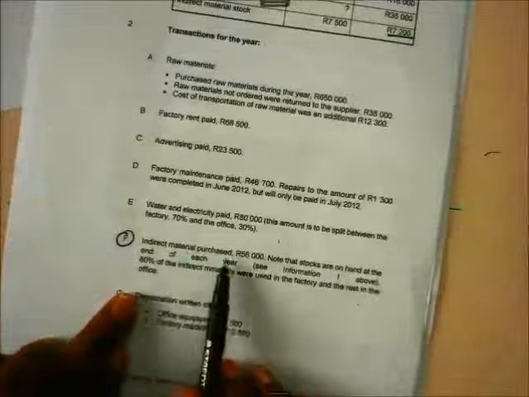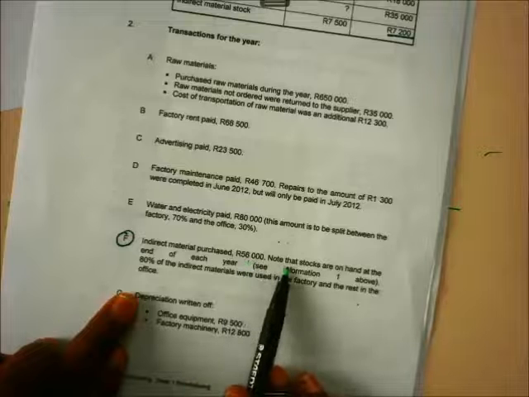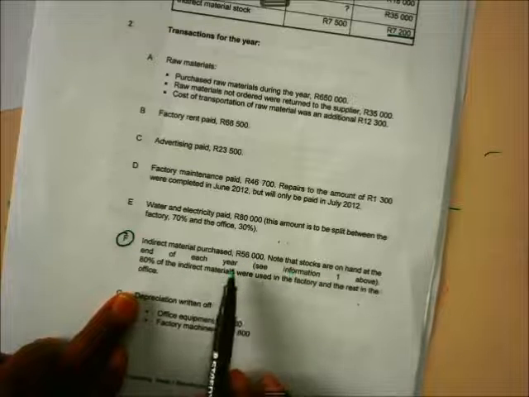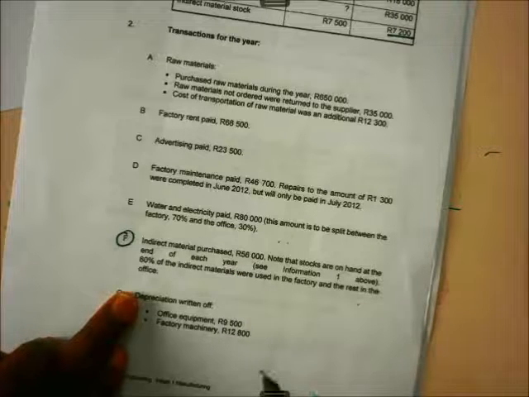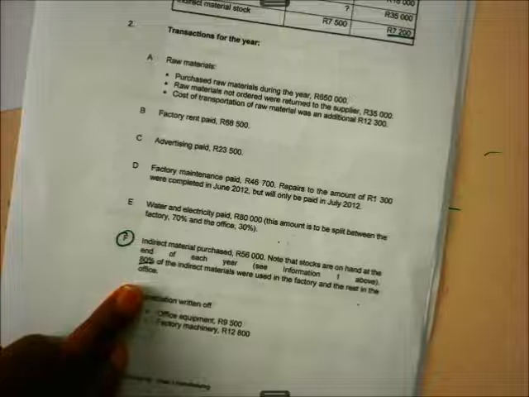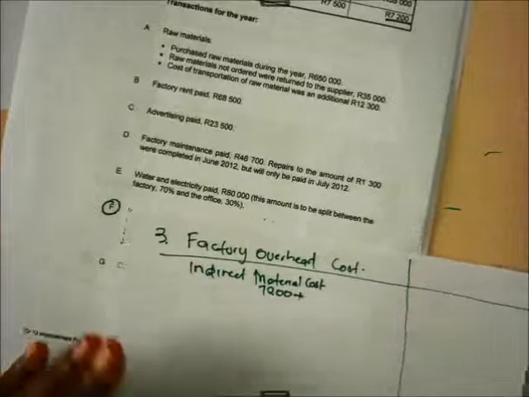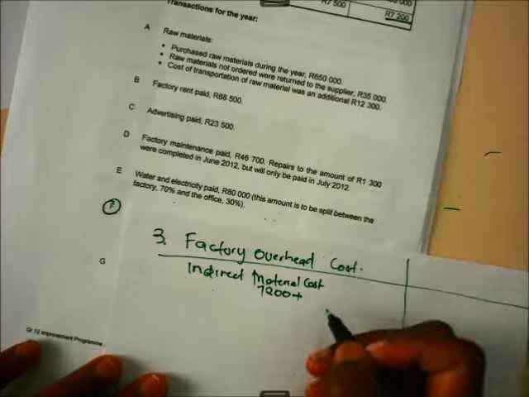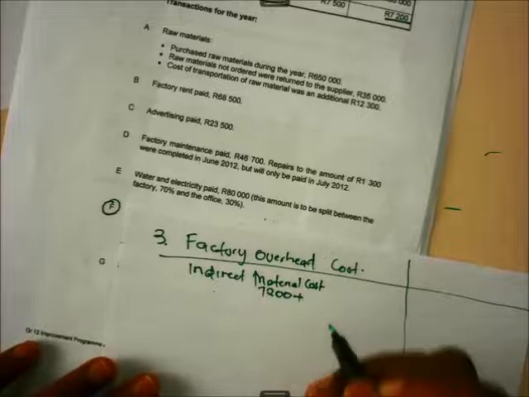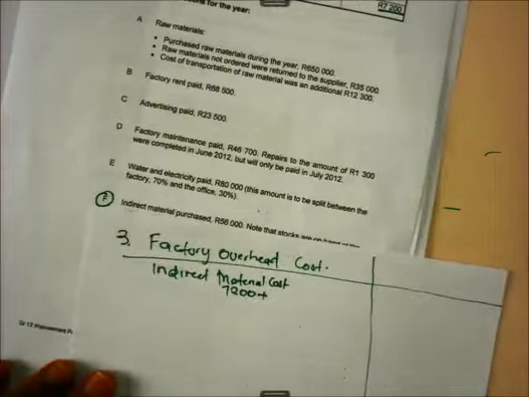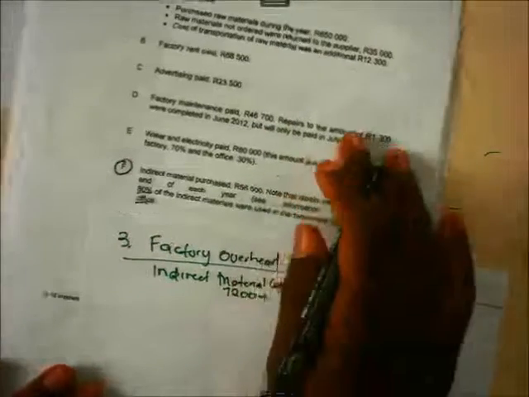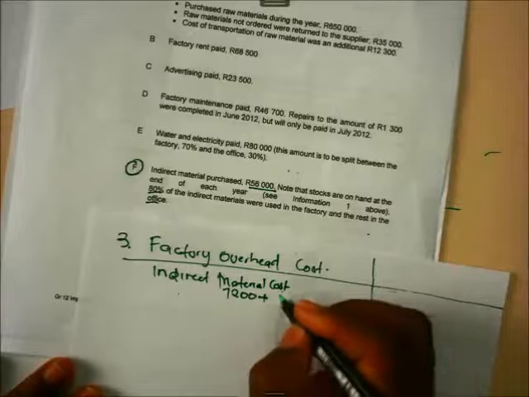Information number F: indirect material purchased 56,000. Note that stocks are on hand at the end of each year, see information number 1 above. Now 80% of the indirect material was used in the factory and the rest in the office. But first we have to calculate the total indirect materials by adding the opening stock to the purchases and subtracting the closing stock, the unused indirect material at the end of the financial year. So our purchases in information number F is 56,000.